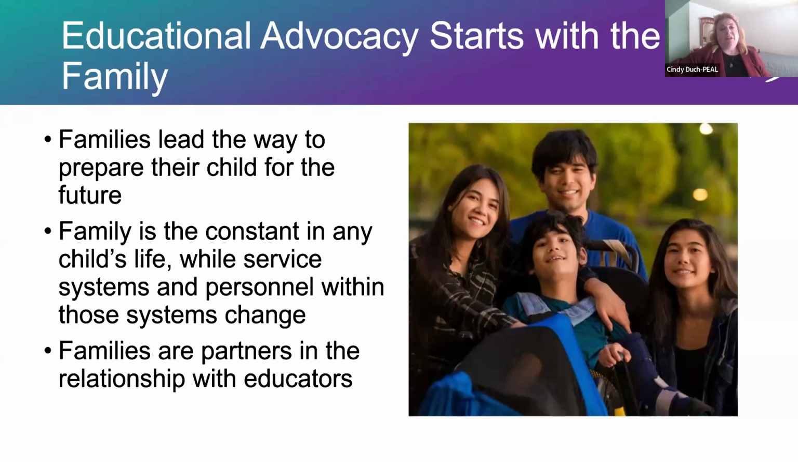And families are partners in the relationship with educators. Again, IDEA has a huge focus on families. And in fact, families are equal partners in IEP meetings. I often try and share that with families just because sometimes we feel inferior in those meetings. We have a lot of teachers, a lot of professionals that are sitting at those meetings, but we have unique perspectives and unique talents that we bring to that team. So we are equal partners.